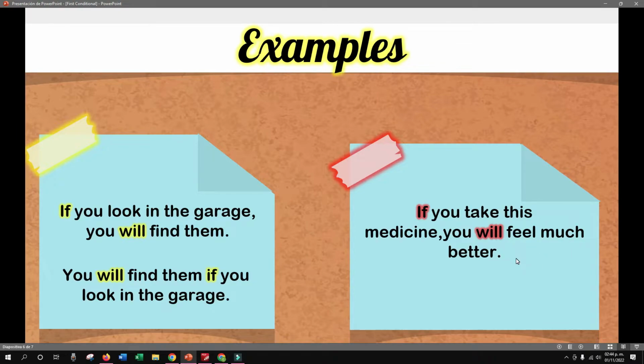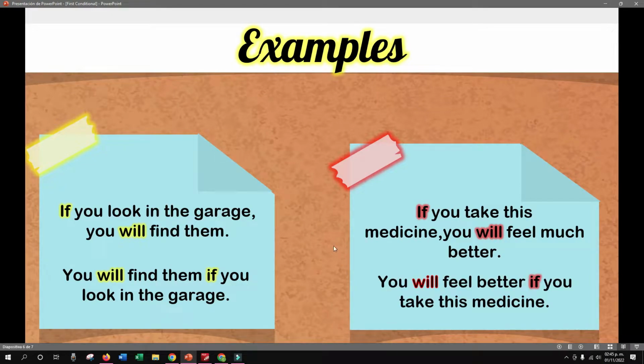What happens if we want to change or to switch the order of those sentences? First, we can write down what? The result. You will feel better if, right? We don't need comma here, right? So, if you take this medicine.